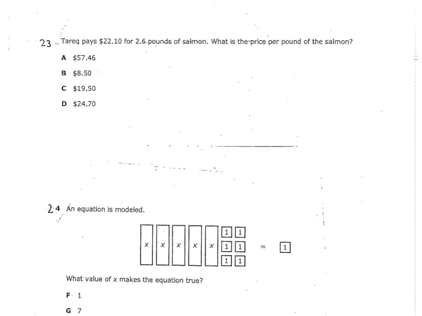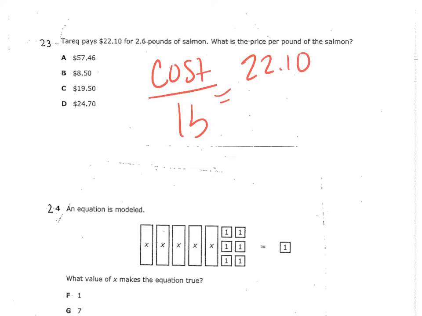Okay, number 23. Tariq pays $22.10 for 2.6 pounds of salmon. What is the price per pound of salmon? We did this on a quiz. We did it on a second quiz. We did it a couple of times, okay? You're doing cost per pound. Okay, $22.10 for 2.6. How much for 1 is what you're looking for.